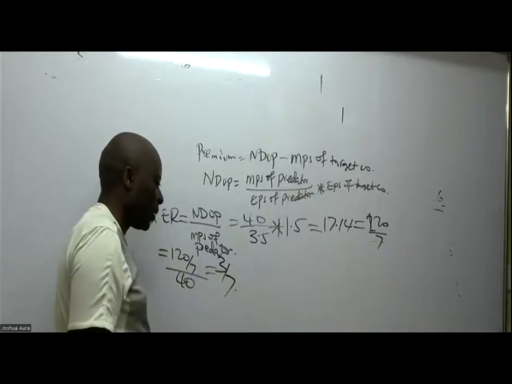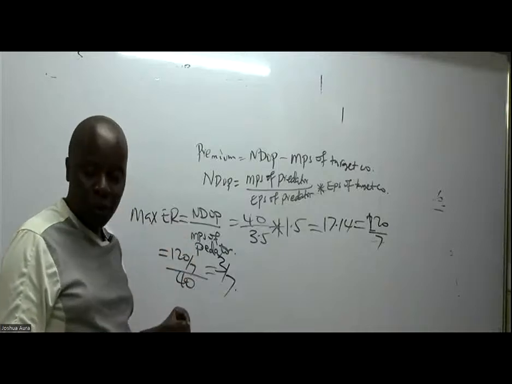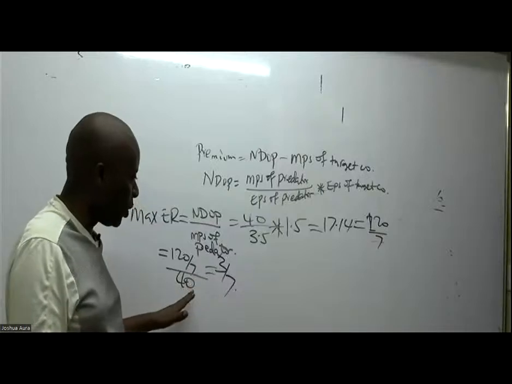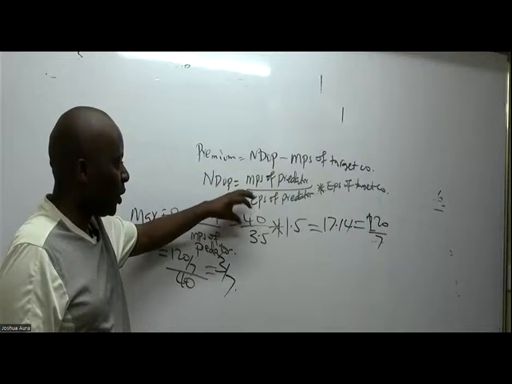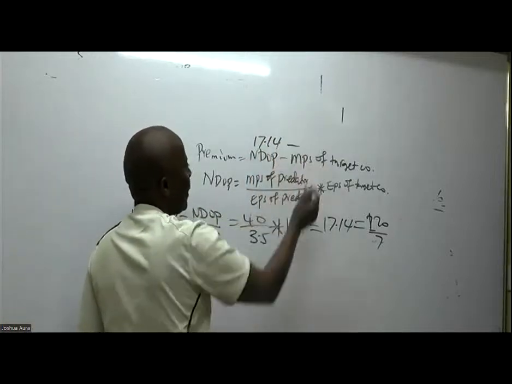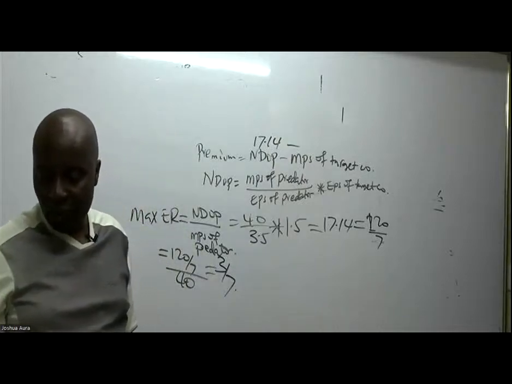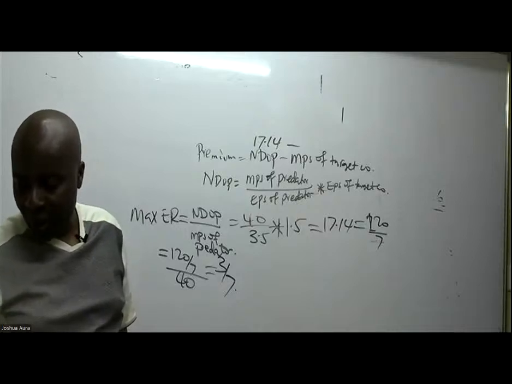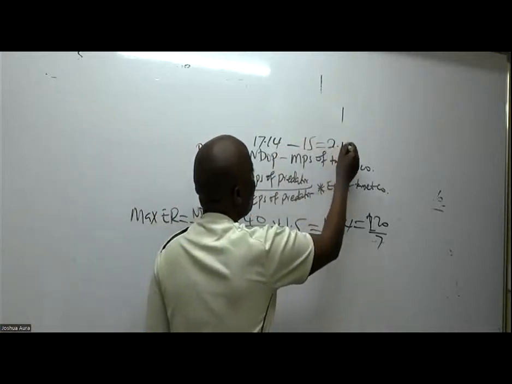You are not right. If you want to go this way, you must be very careful with the fractions. We don't want to go this way. This is what we wanted to do. We wanted to get premium, which is in DOP, which is 17.14, minus MPS of the targeted company. I can see it is there, 15. So this gives me 2.14.